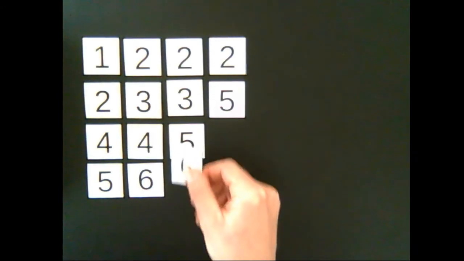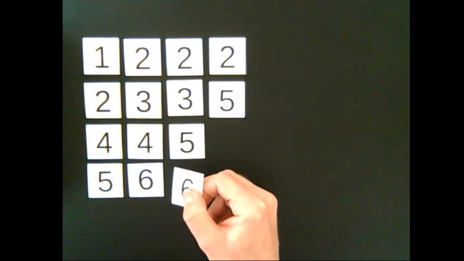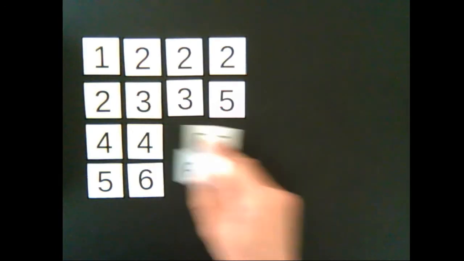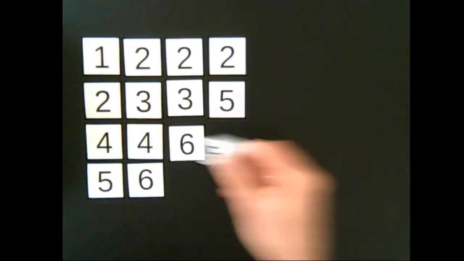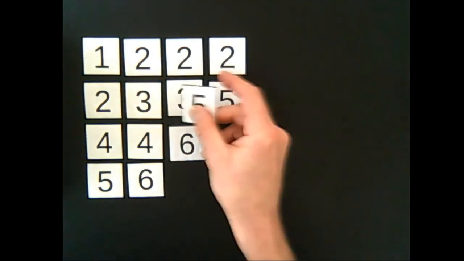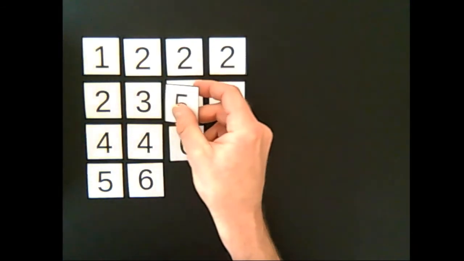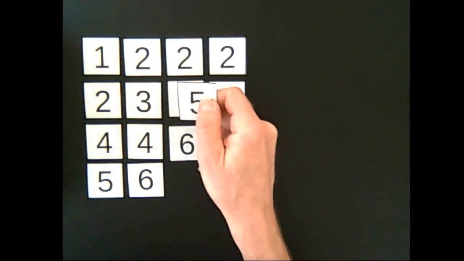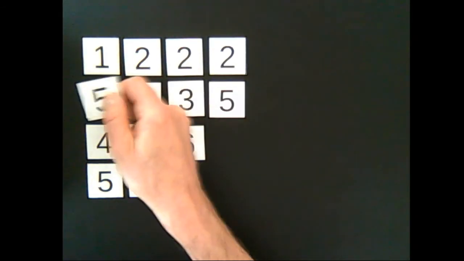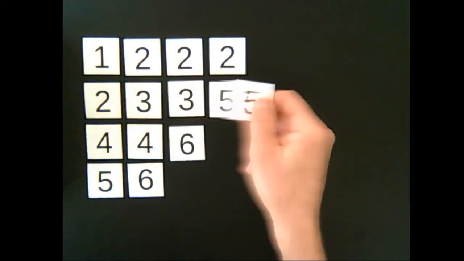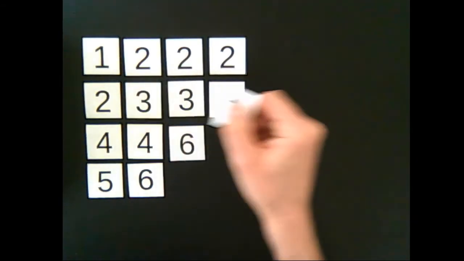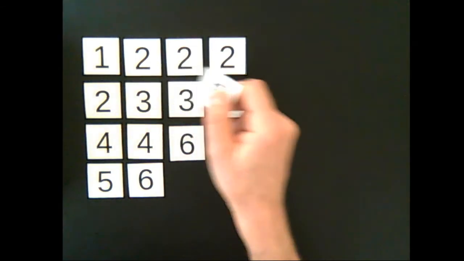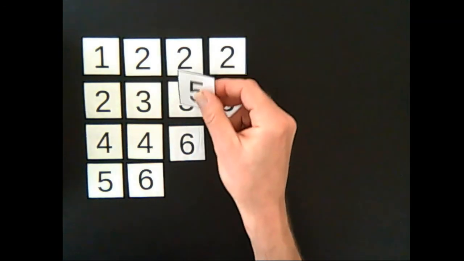So which number bumped it down? It must have been the 5. It cannot have been the 4, because the 4 would have bumped down the 5. So the 5 bumped down the 6. Now the 5 got bumped down from row 2, and the 5 got bumped down by this 3. It cannot have been the 2, and we only go as far in from the right as we have to. So it must have been this 3 here that bumped down the 5.